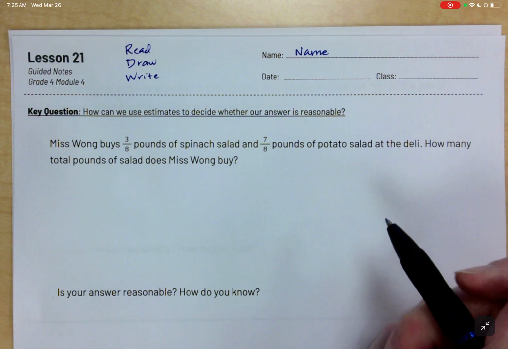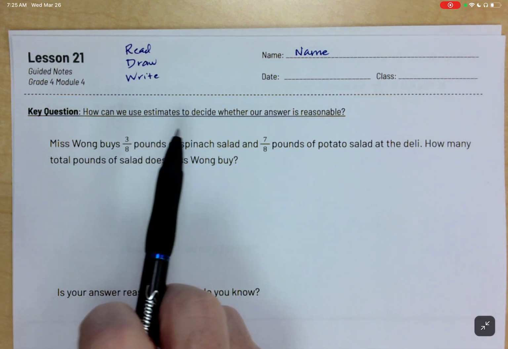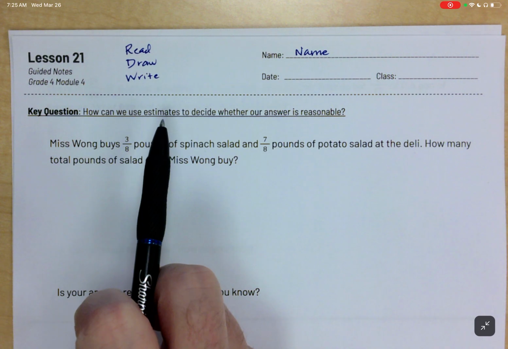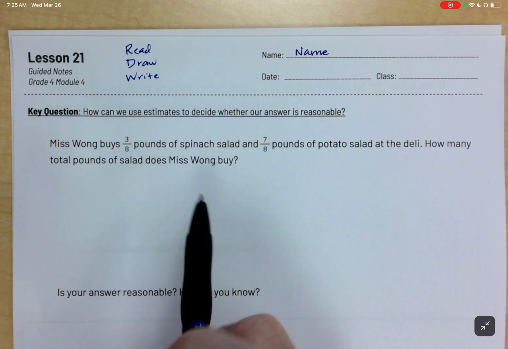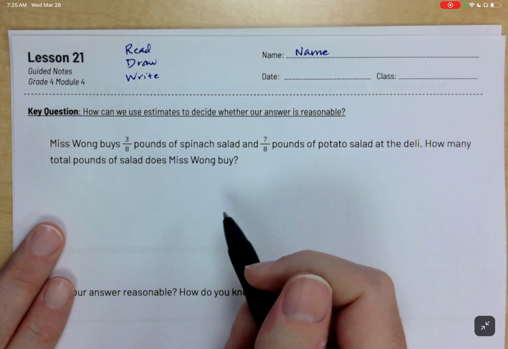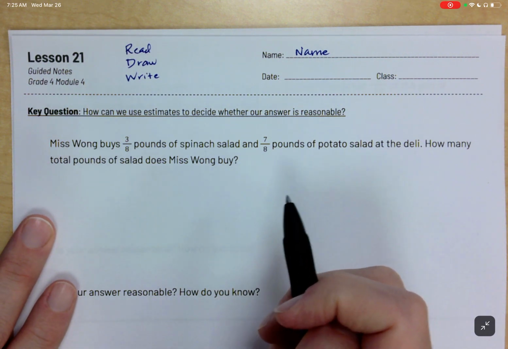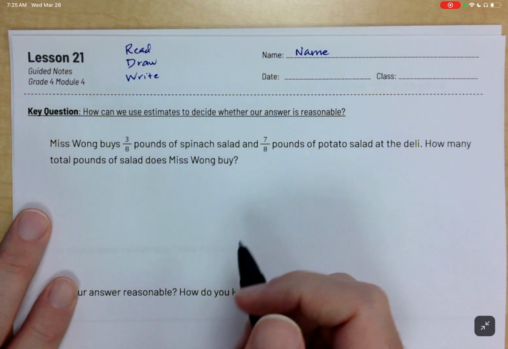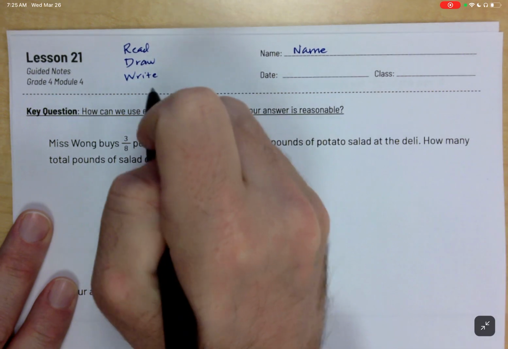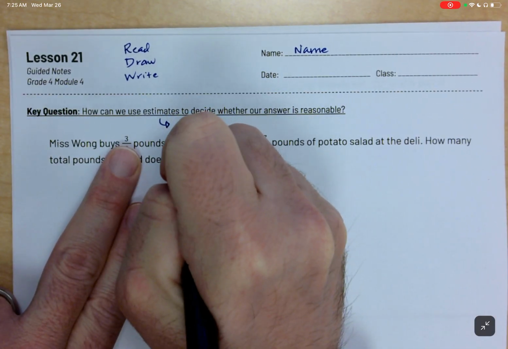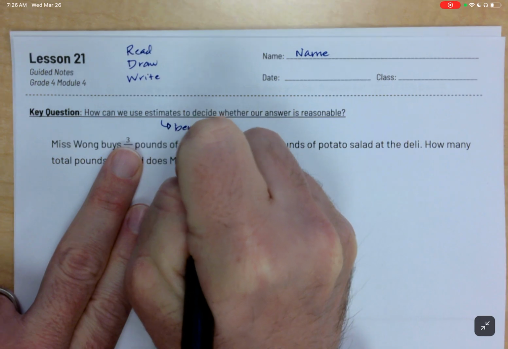Right? So today's question, not only are we solving the problems, but we're thinking about how can we use estimates to decide whether our answer is reasonable. So when we're estimating, we're not getting an exact figure. We're not getting an exact solution. And in the case of fractions, we can create estimates using benchmark fractions.